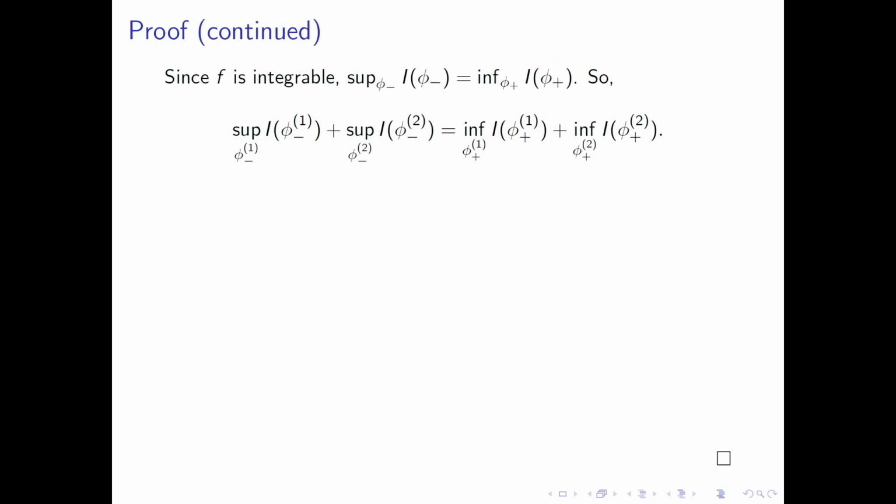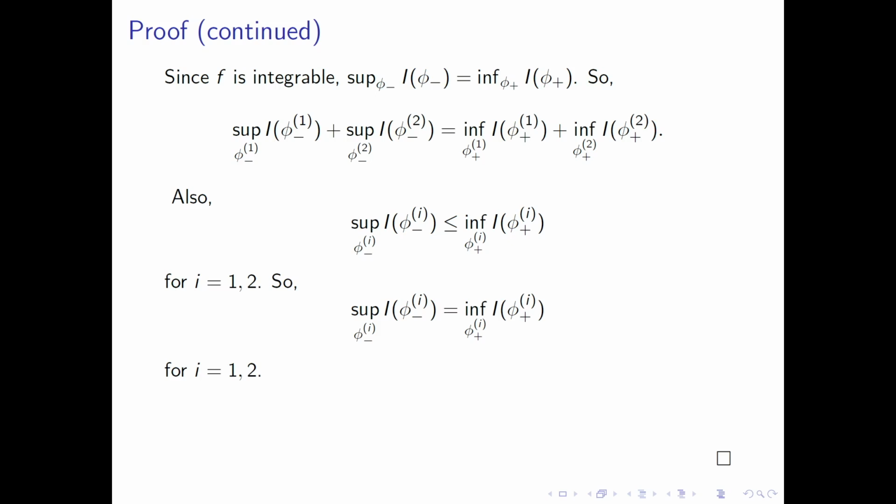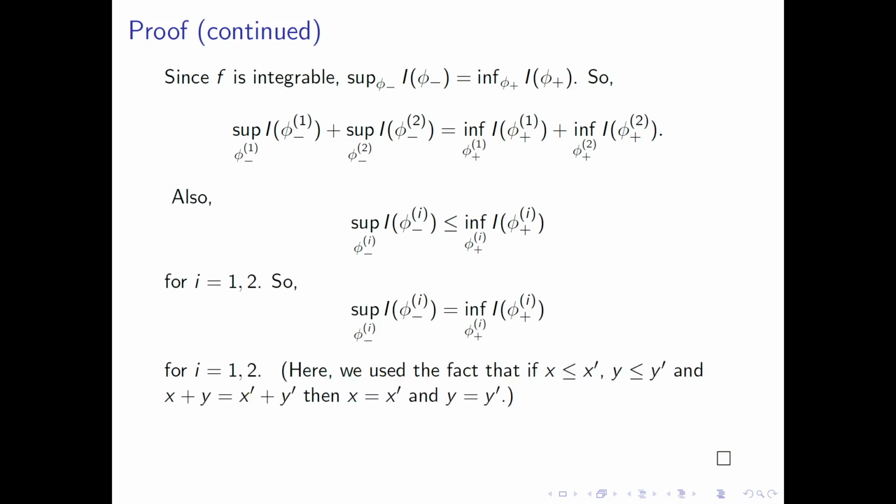Okay, so this is just summarizing what I've just said. The sum of those two sups equals the sum of those two infs. The sup involving 1 is less than or equal to the inf involving 1. The sup involving 2 is less than or equal to the inf involving 2. The only way that can happen is if the sups equal the infs, and hence that shows that the function is indeed integrable when restricted to those two subintervals. Okay, good. So that proves that proposition. It was not too bad.